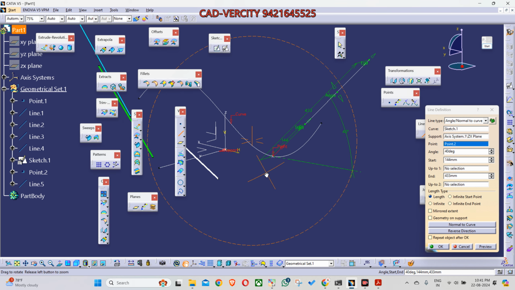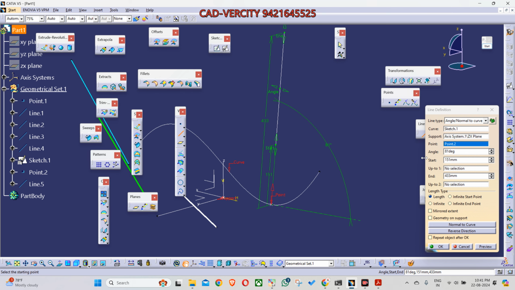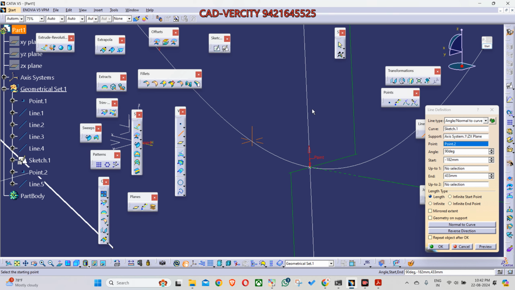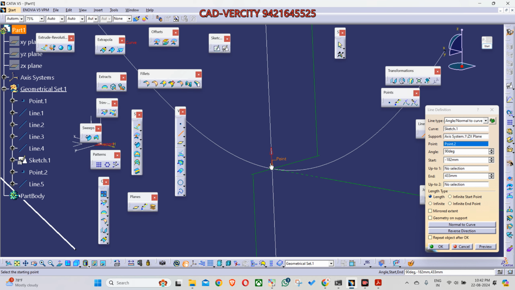Now here can you see, it is making an angle of 40 degrees. Let's do one thing, make it 90 degrees and check. Can we get one line? Here I'm putting 90 degrees, preview. Let's pull this line. Now tell me, the line is perpendicular to the curve at this point, yes or no? Yes, sir.